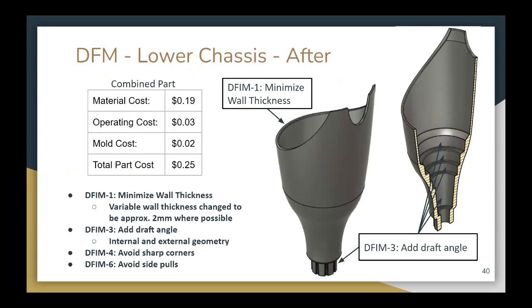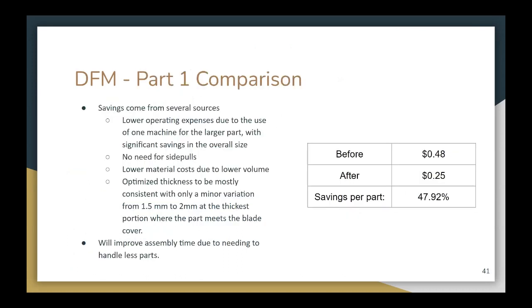With our redesign, we've minimized the wall thickness where possible, added internal and external draft angles where necessary, avoided sharp corners in our design, and avoided side pulls wherever possible, thereby reducing the overall part cost. Comparing before and after the redesign, there's a significant cost savings, bringing it down from a total of 48 cents for the combined 3 parts manufactured individually to a new 25 cents per part for the combined part. We have eliminated the need for side pulls, thereby lowering the overall expenses involved in producing the part, along with reducing material cost and lowering overall operating expenses.